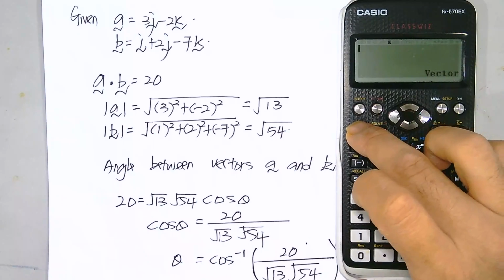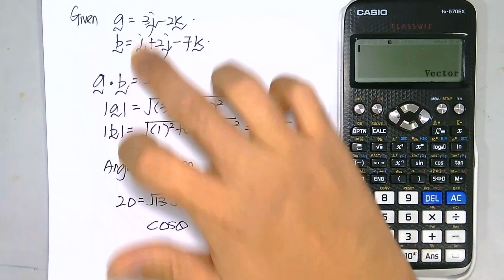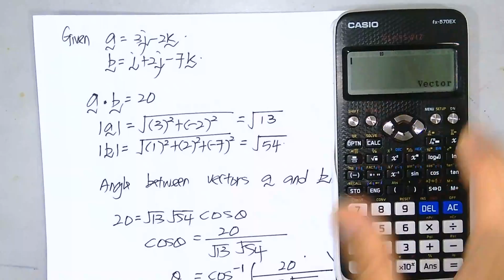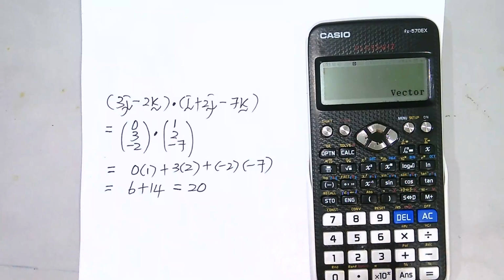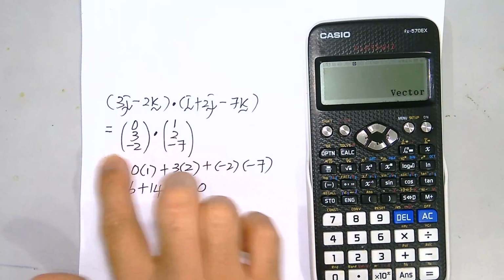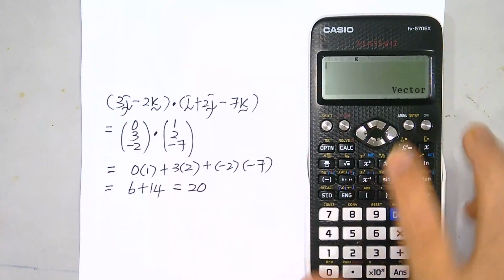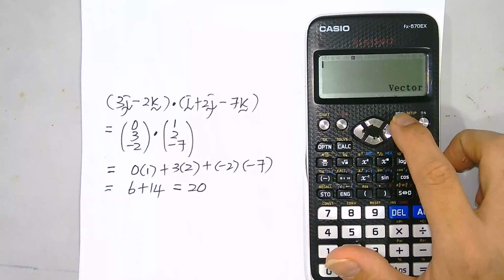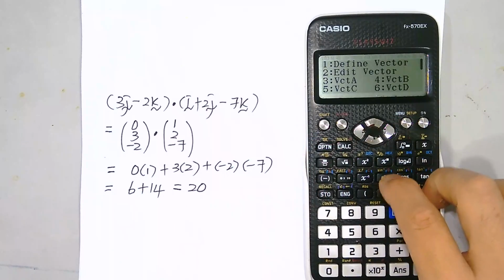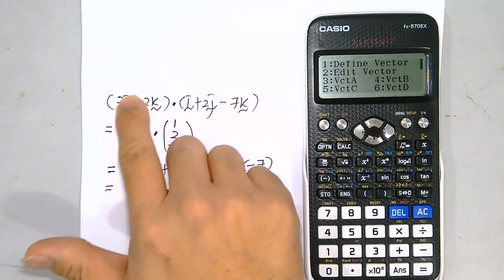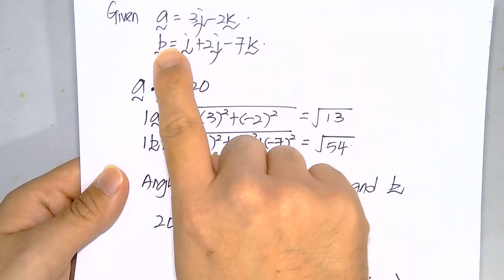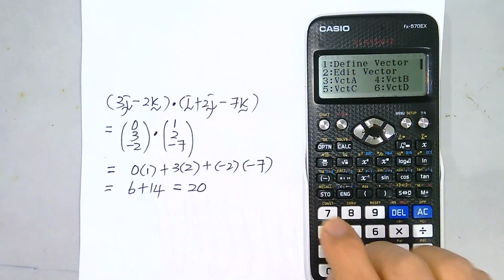So now, if you want to find the dot product between these two, very simple. Usually the way we do the dot product is vector A dot vector B. You go to OPTION. You choose vector A dot with vector B.